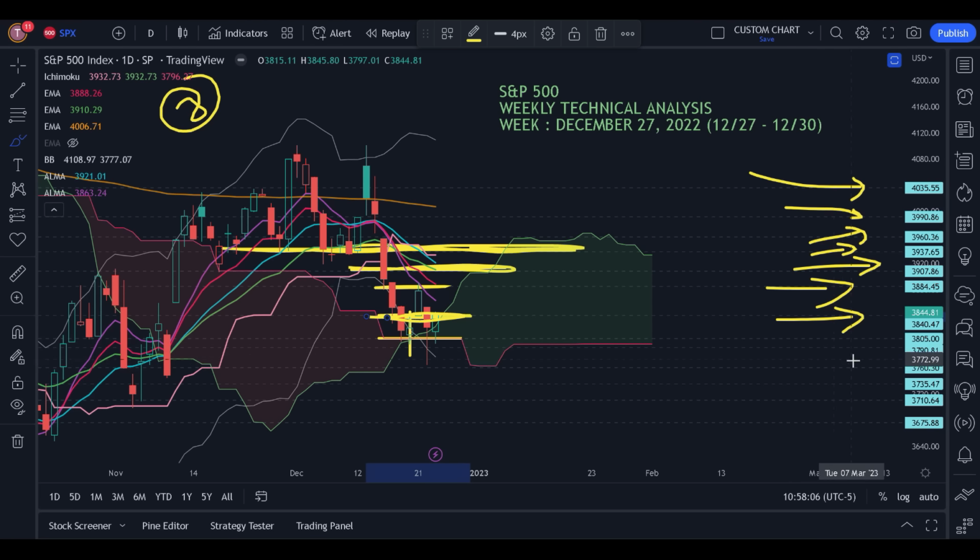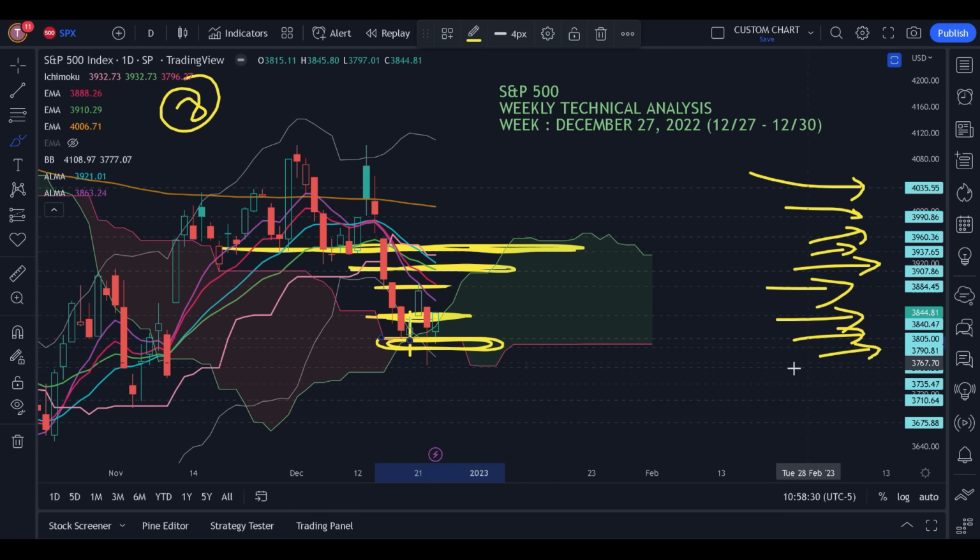Then comes the next one, 3805, that is the border. Then we have 3790. So the border will be counted from 3805 to 3790. This is the border, right? This is going to act as support, a very good support. Four times the S&P 500 was able to survive above this border.